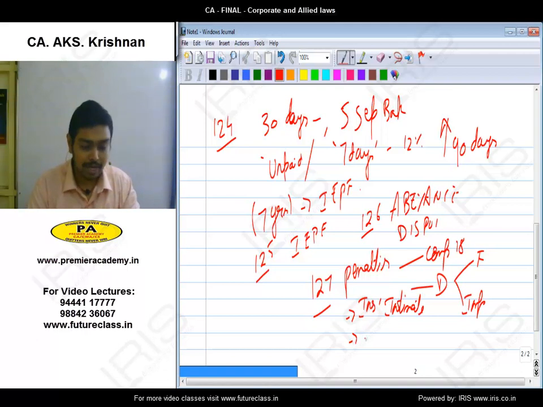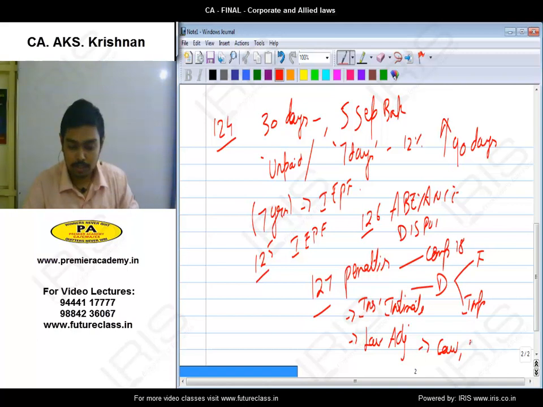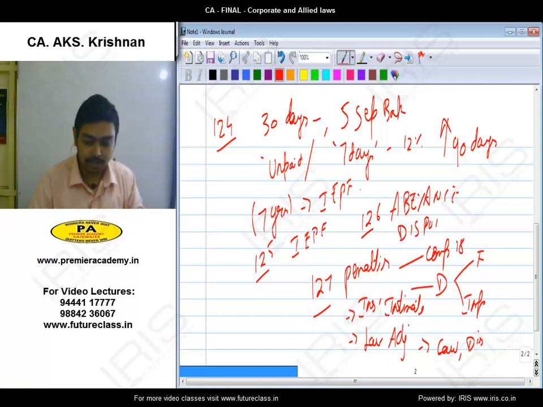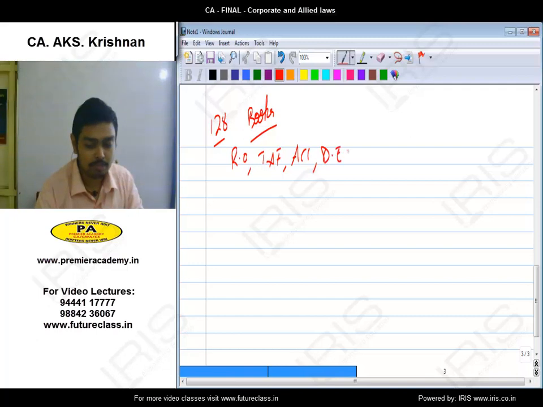Then lawful adjustment. Then operation of law. Then dispute. So these and all are exceptions for 127. Then we studied 128. What is that? Books should be kept in the registered office. It should be true and fair. Then accrual basis, double entry system.